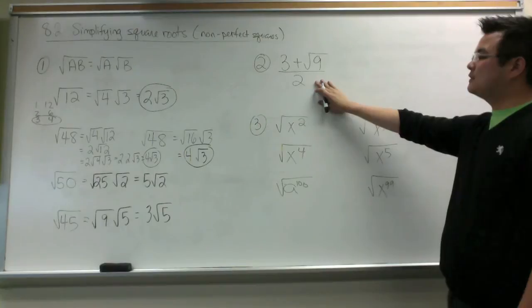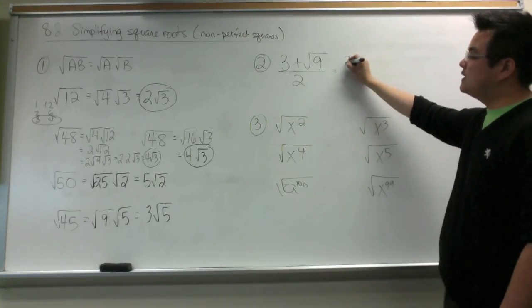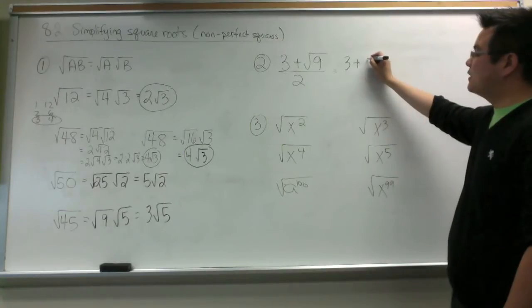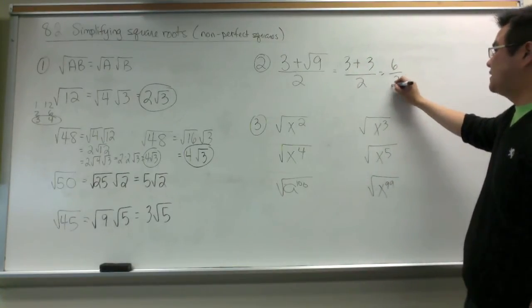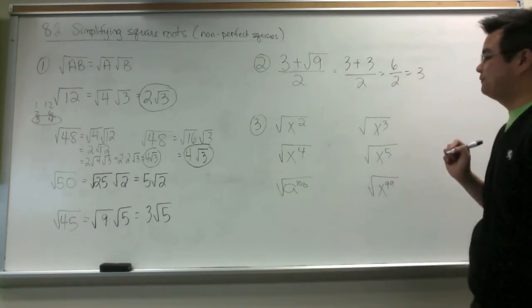You're going to see some examples that look like this where you need to simplify the fraction. What you simply do is simplify the radical, square root of 9 is 3, and then use order of operations to finish up the problem. So we get 3.